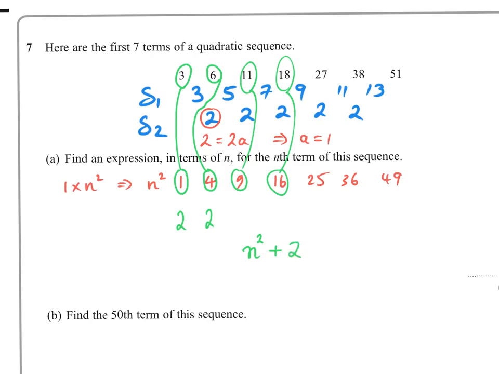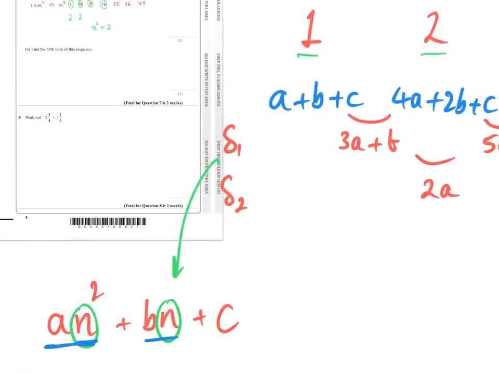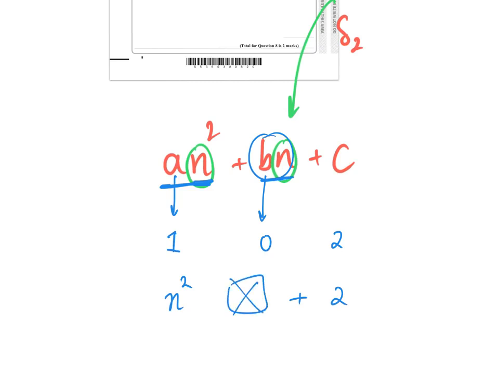And it's worth noting that in this case, a was 1 and b was actually 0. There wasn't a linear part in that expression that we wanted, and c was 2. So that gave us one lot of n squared plus 2. There was no linear part involved this time around. Whereas maybe in another paper, or the real one you're going to get in June, maybe there will be a linear part as well.